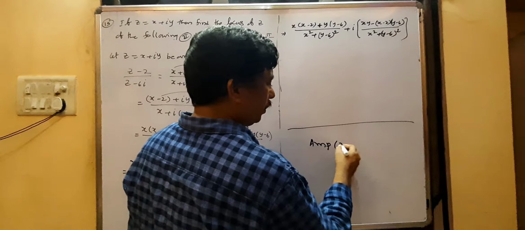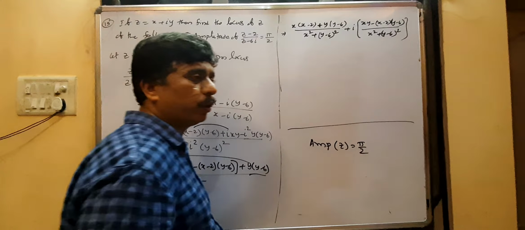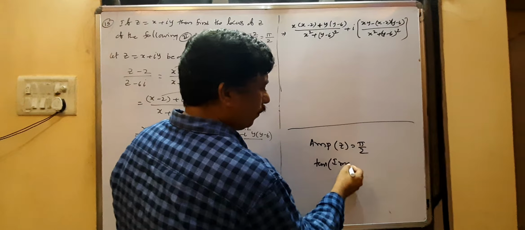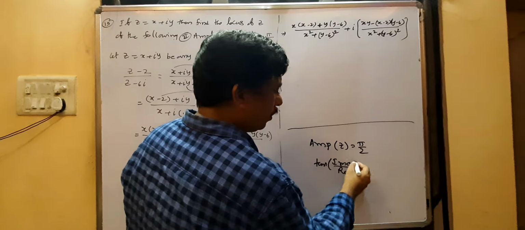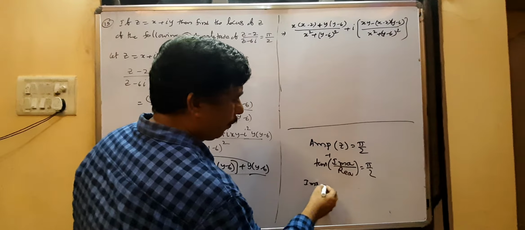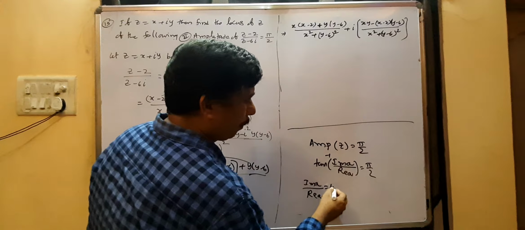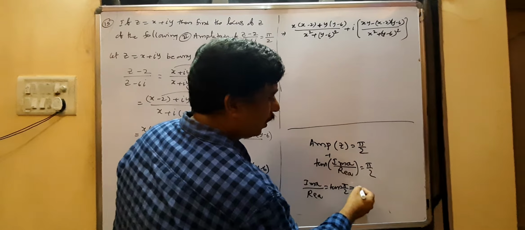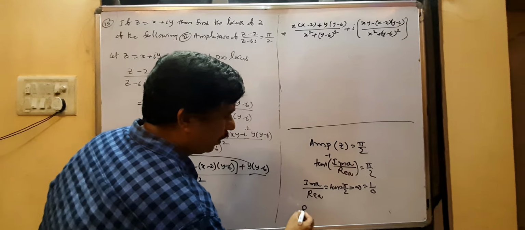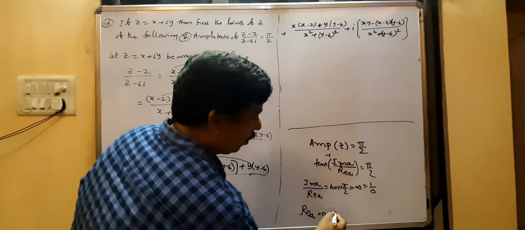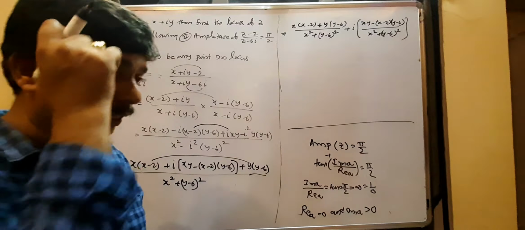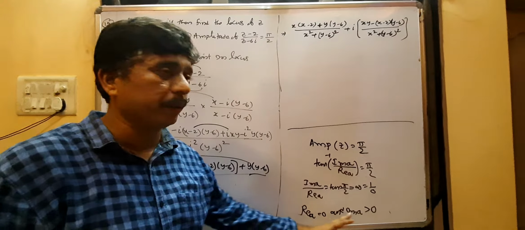Amplitude of the complex number z equal to pi by 2 means, amplitude means what? Tan inverse of imaginary part by real part equals pi by 2. Taking tan, the imaginary part by real part equals tan pi by 2. Tan pi by 2 means infinity. Infinity means something by 0. Cross multiplying, obviously we get real part is 0 and imaginary part should be greater than 0. Imaginary part should be greater than 0 and real part of the complex number is 0.